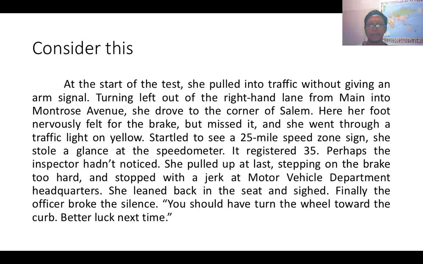At the start of the test, she put into the traffic without giving an arm signal. Turning left out of the right-hand lane from Main into Montrose Avenue, she drove to the corner of Salem. Here, her foot nervously felt for the brake but missed it, and she went through a traffic light on Jill. Startled to see a 25-mile speed zone sign, she stole a glance at the speedometer. It registered 35. Perhaps the inspector hadn't noticed.